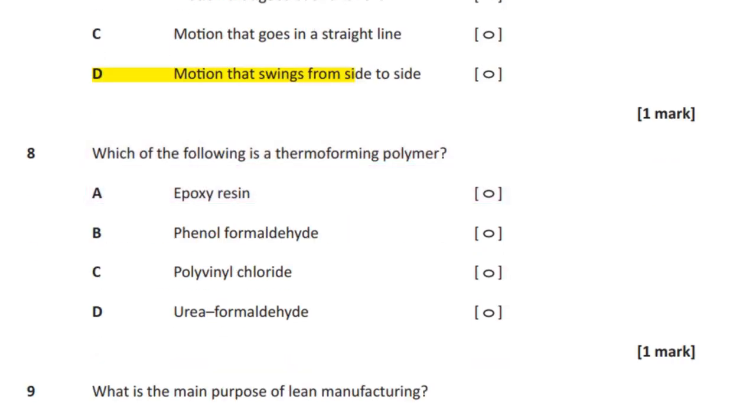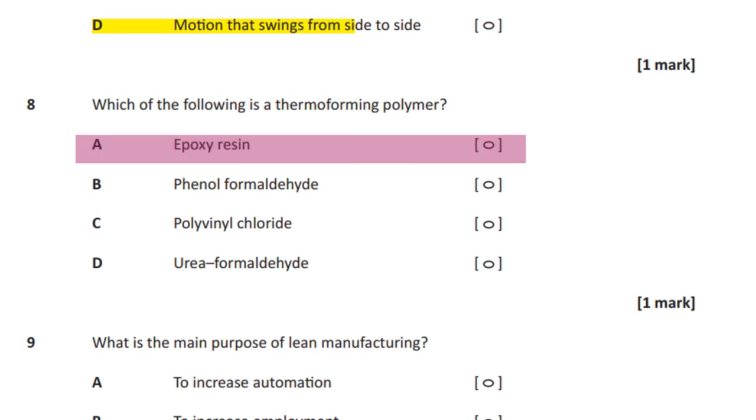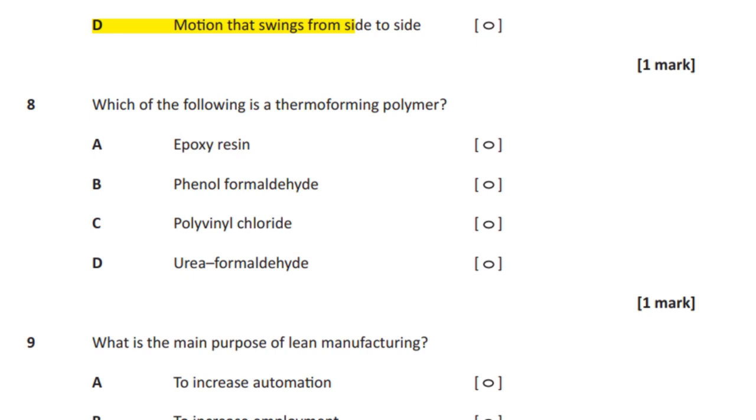Which of the following is a thermoforming plastic or forming polymer? So let's break down the words. Thermoforming: thermo meaning heat, forming means to be shaped into, and polymer means made up of more than one monomer chain. Okay, so epoxy resin is a thermoset. We can tell by the fact that it's got epoxy in there and it's a resin. So once you heat it up and shape it, or when it cures, you can't reheat it and reshape it.